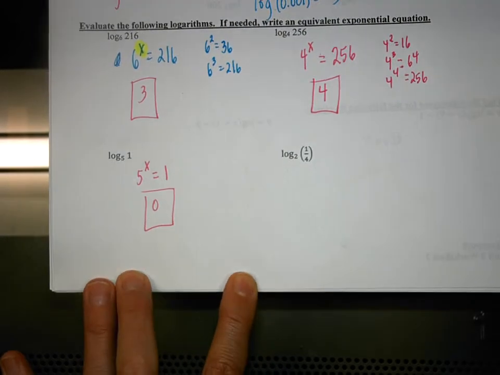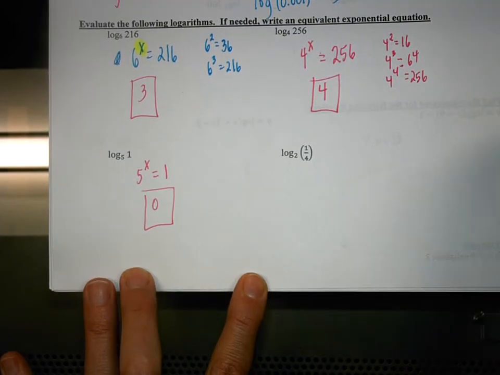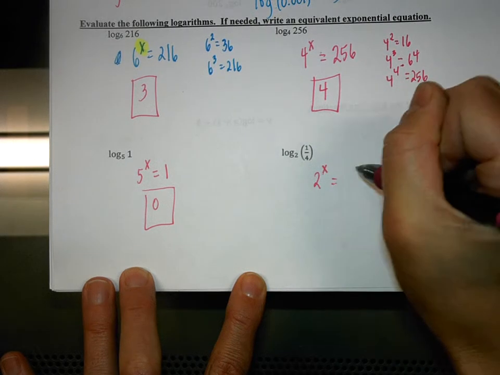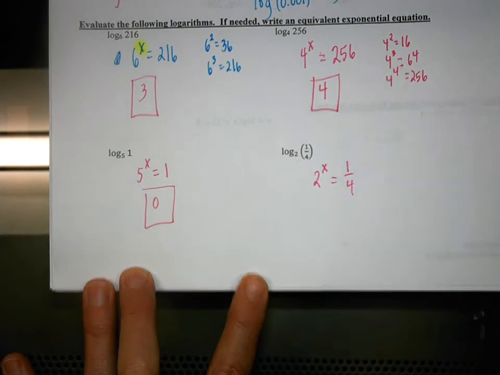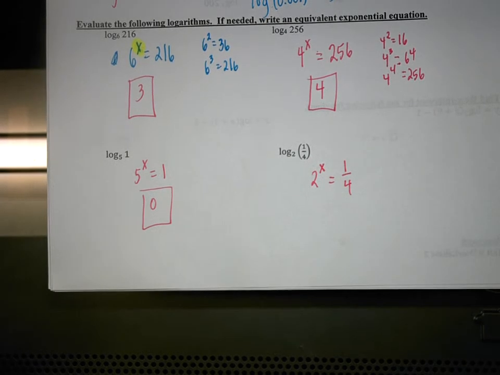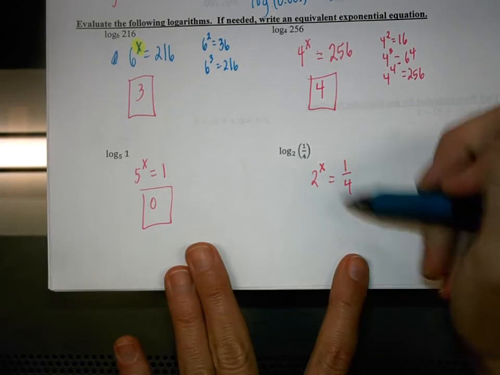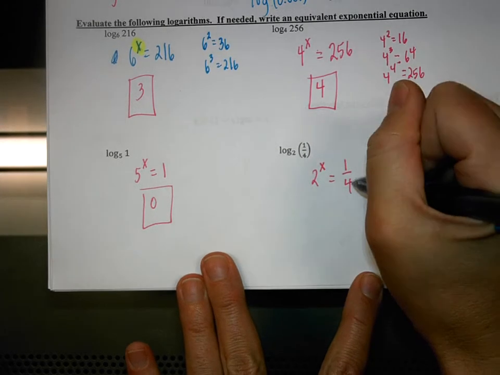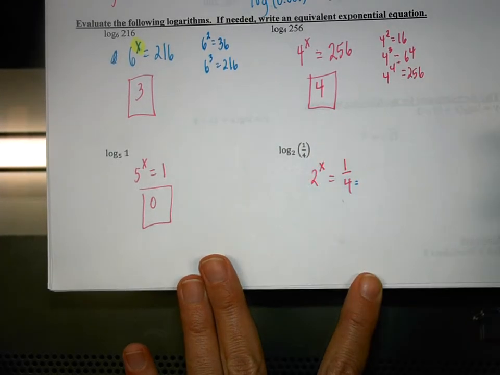Okay, next one, how will I write it? 2 to the power of 2x equals 1/4. Very good. 2 to the x equals 1/4. Now, for some people, this is confusing because of the fraction. If that's you, okay, and some of you can just figure this out, which is great. But what I do is, 4 is 2 to what power?